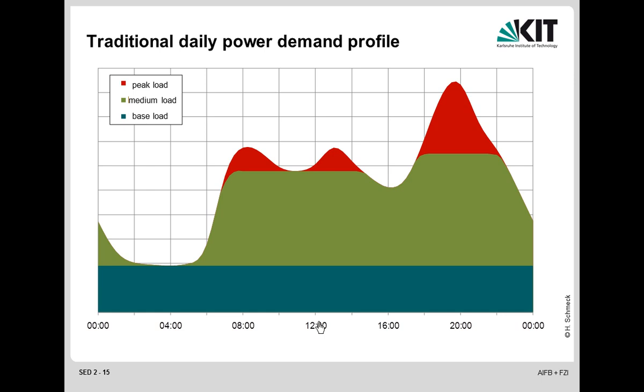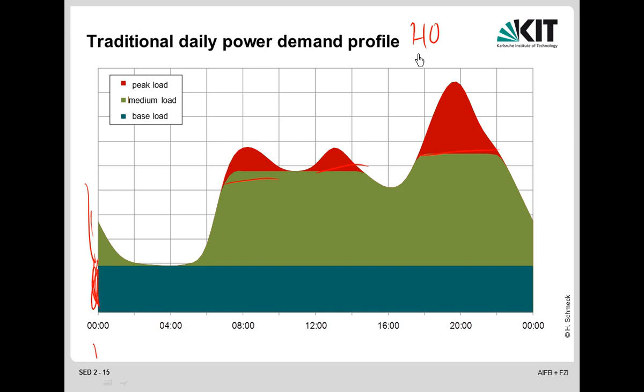So when we talk about base demand, medium demand, and peak demand, it is the traditional view on how the demand curves look. So we have some base demand which is there all the time, and then there's the medium demand which is there most of the time, not during the night. And then we have the peak demand in the morning hours, at noon hours, and in the evening hours. That's the typical load profile, the so-called H0 profile, which is available in slightly varying load curves for different seasons and for different days of the week.